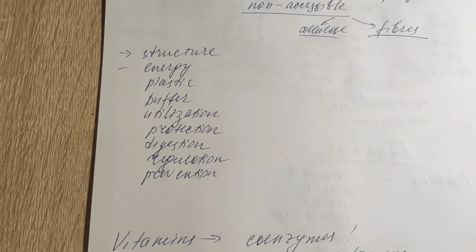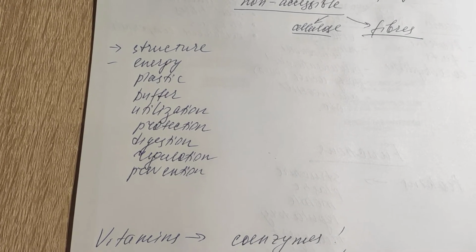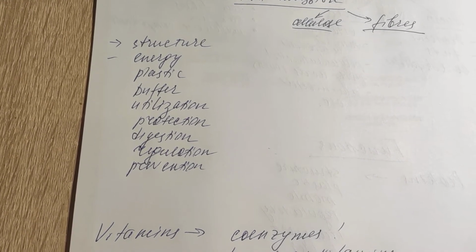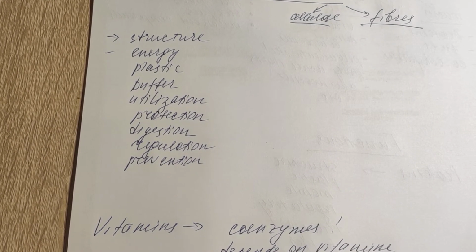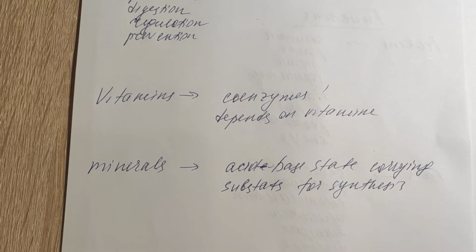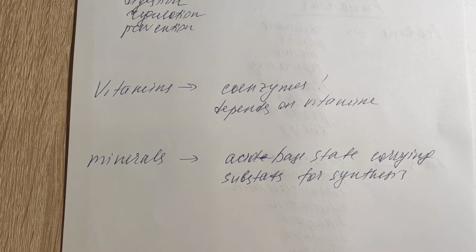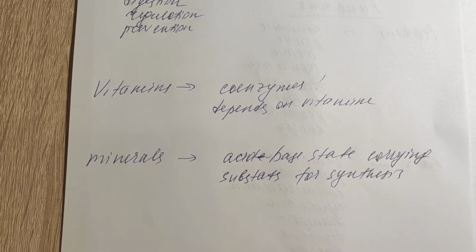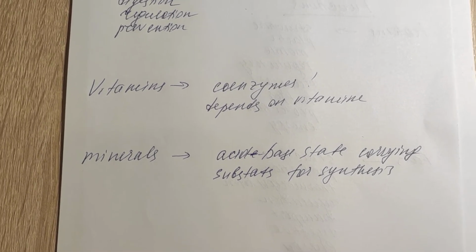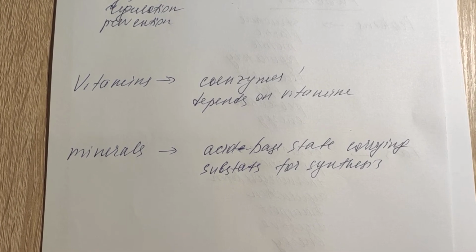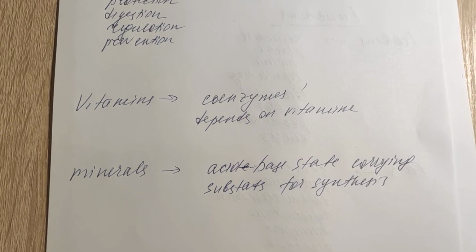Carbohydrates also have structure, energy, plastic function, but together with proteins they regulate pH, so buffer function, utilization of dangerous compounds, protection, digestion, regulation. Vitamins are coenzymes. Each vitamin has its own function. You will study them in a special class for the vitamins, but in general, they are all coenzymes of the enzymes. Same with the minerals. Each mineral has its own special function, but they are substances for synthesis, and they regulate the acid-base state of the organism.